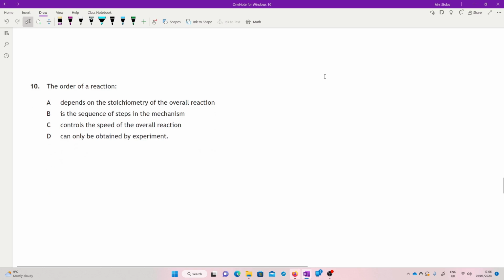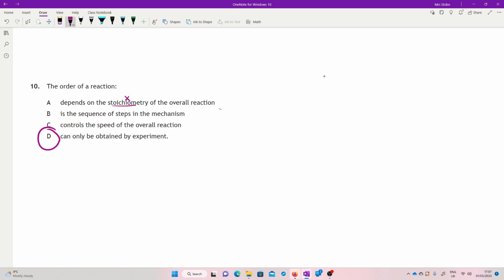Question 10. The order of a reaction. Is it A, depends on the stoichiometry of the overall equation? Is it a sequence of steps in the mechanism, controls the speed of the overall reaction, or can only be obtained by experimentation? This is a straight KU thing. It's the whole point about orders of reaction. It is not the stoichiometry. Be really careful about that. It's not your big numbers in the balanced equation. That's to trip you up, really, to do with equilibrium constants, because that is the stoichiometry.